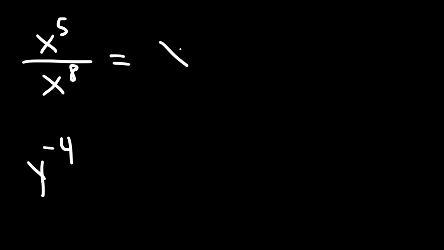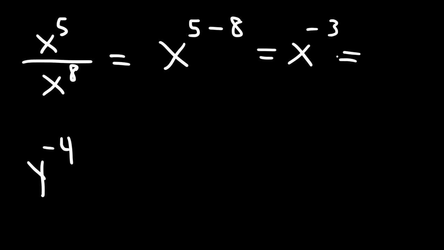So for the first one, we can do simple subtraction. We have 5 minus 8, which is negative 3. Now we need to get rid of the negative exponent. Typically when you're in an algebra course and you want to simplify the variables, your goal is to get rid of any negative exponents. So the final answer is 1 divided by x cubed.